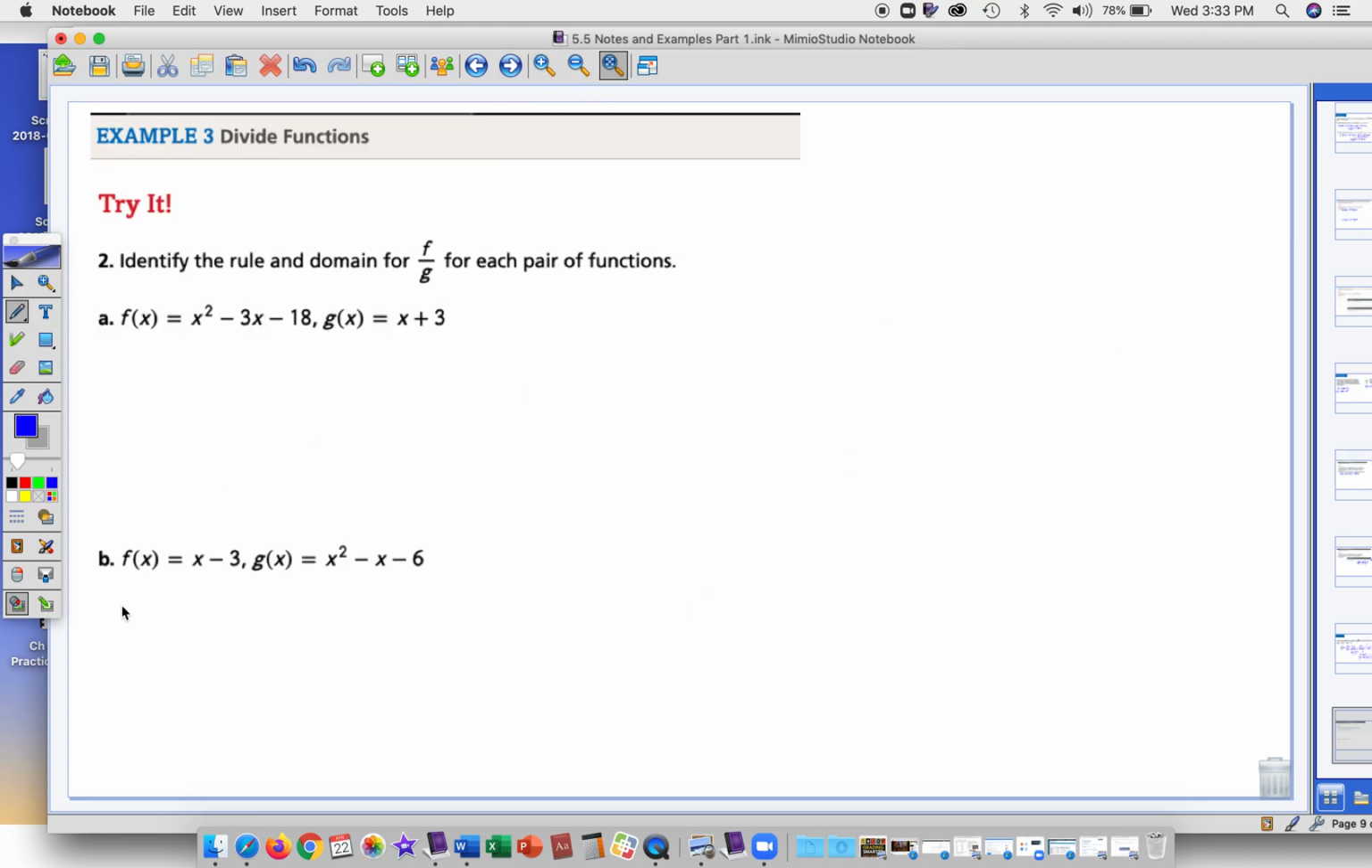Okay, so let's try the try-its. Go ahead and set these up, and notice it does say and domain. So you're going to find f over g, and you're going to state what the domain is for f over g for both a and b. So pause the video, give it a try, and then when you're done, come back and we'll compare solutions.